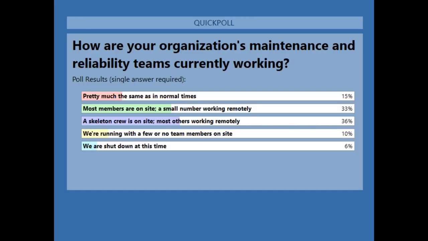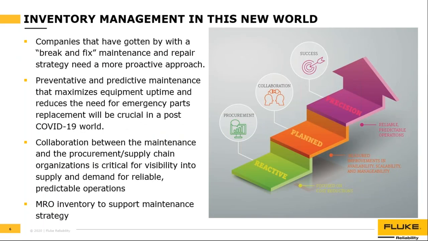Okay, so 15% say it's pretty much the same. 33% say most members are on site, but a small number are working remotely. 36% say a skeleton crew is on site, and most are working remotely. 10% were running with a few or no team members on site, and 6% are shut down. Brian and Glenn, what do you think about those numbers? Very interesting. It pretty much fits what we've been seeing with our current customer base and the feedback we've been receiving. Well, I know everyone's doing the best they can. So let's move on to the presentation. I'm going to hide the poll now and back to you all.